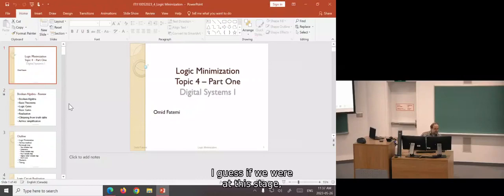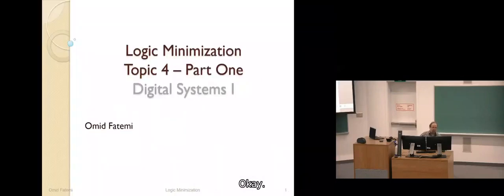Okay, I guess we were at this stage. Am I right? We didn't go through that. Okay. So up to now, I tried to show you that a function can also be represented by a truth table, then we can play with the function and try to simplify it to make a better design with fewer gates. So this is what we tried to do.